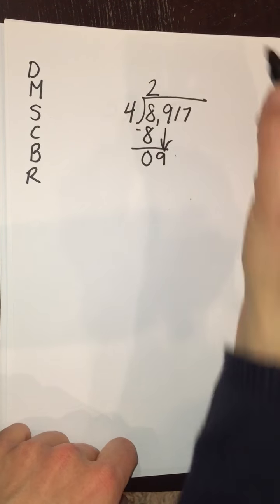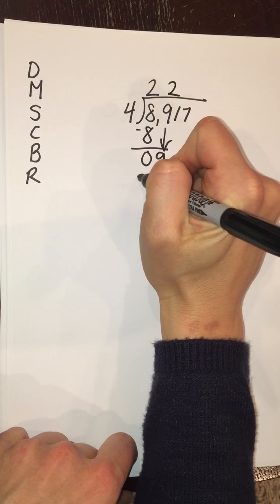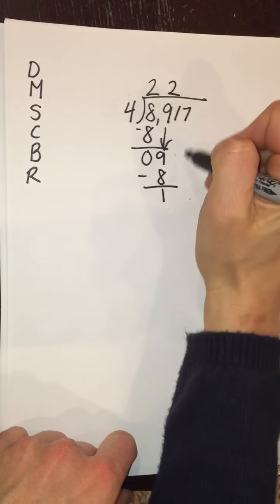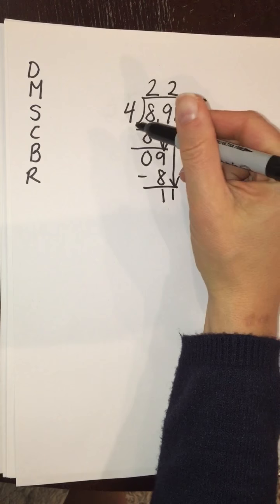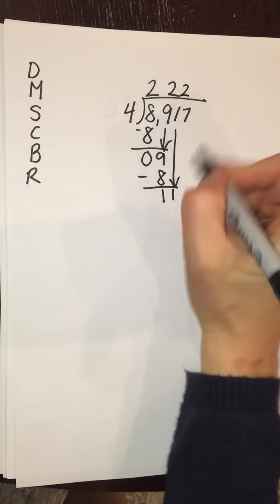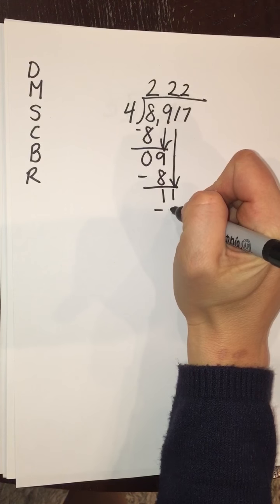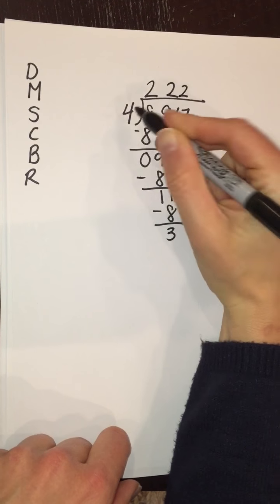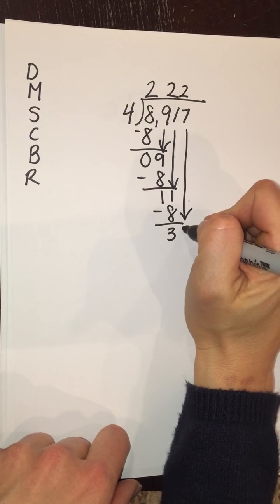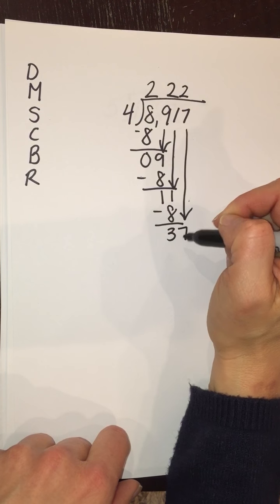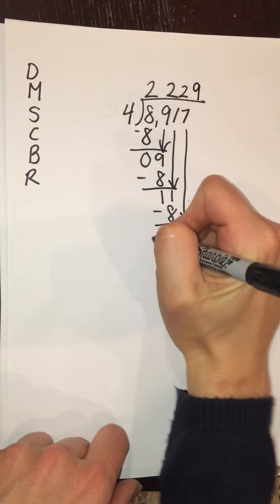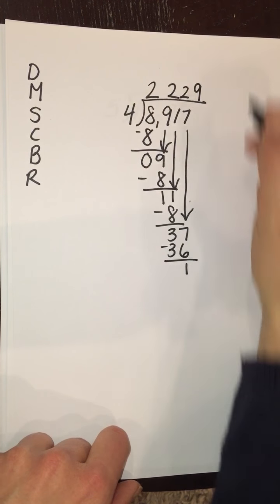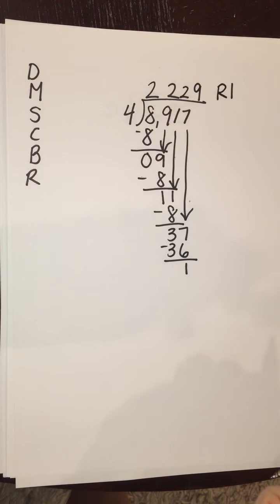So 4 goes into 9 twice. And 2 times 4 is 8. So I subtract. I get a 1. I bring down this 1. 4 goes into 11 2 times. 2 times 4 is 8. 11 minus 8 is 3. 3 is less than 4, so I'm good to go. I bring down the 7. 4 can go into 37 9 times. 9 times 4 is 36. When I subtract, I get 1. I have no more numbers to drag down, so I know I'm done, and I have a remainder of 1.